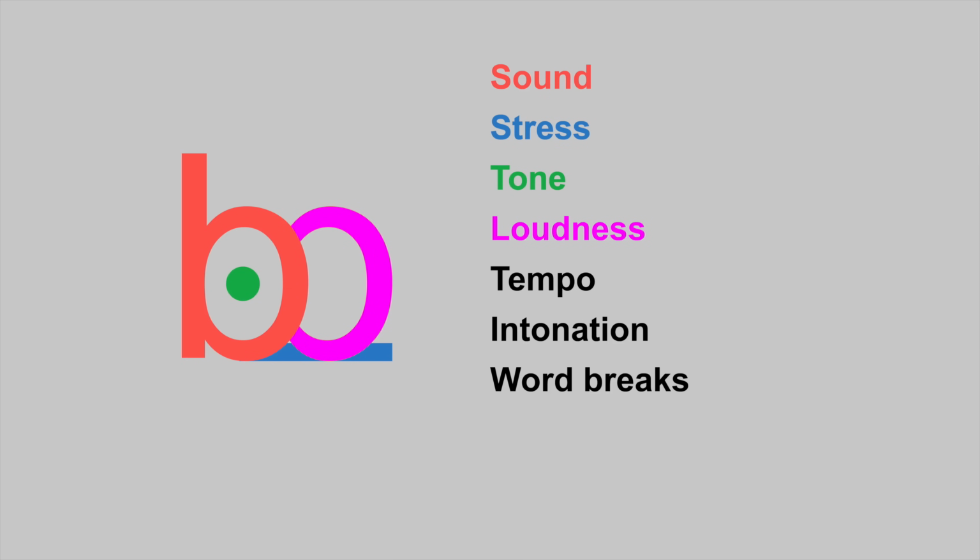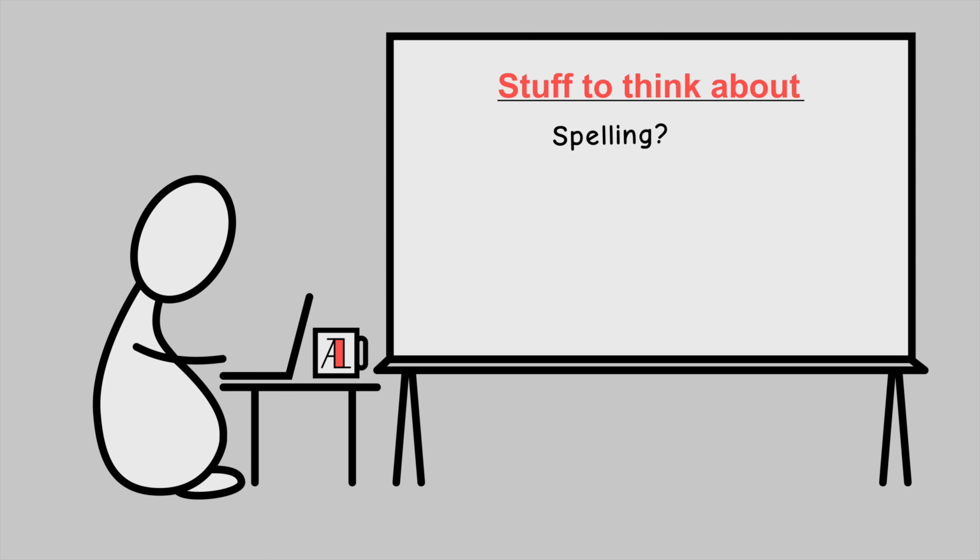Do your glyphs only encode sound, or do they also encode extra features like stress, tone, loudness, tempo, intonation, word breaks, emotions, double meanings, and so on? What are the rules of spelling in your language? Has spelling become standardized? What are the rules regarding capitalization? Does your script require spaces?